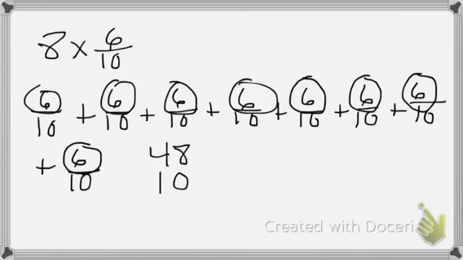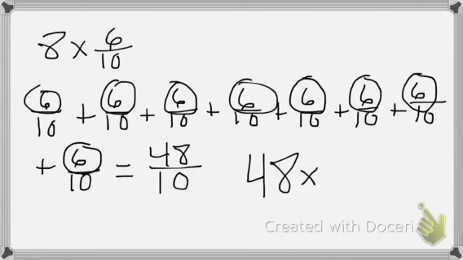Now you have to write that as a multiple of a unit fraction. So what would 48 tenths look like as a multiple of a unit fraction? It would look like this. You would have 48 times 1/10. That's 48 1/10. And that would be your answer for that particular problem.